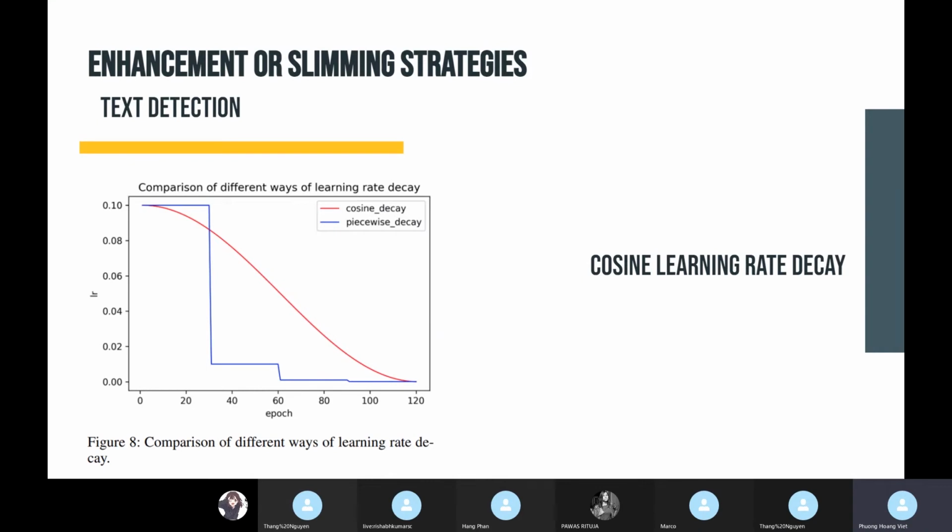The next is the cosine learning rate decay, where the learning rate is a hyperparameter to control the learning speed, and the learning rate is really important in deep learning. The lower the learning rate, the slower the change of the loss value. In this graph, we compare the cosine decay and the piecewise decay, and you can see that during the entire training process, the cosine learning rate decay keeps a relatively large learning rate, so its convergence is slower, but the final convergence accuracy is better.